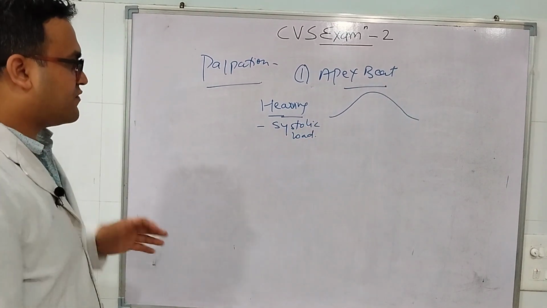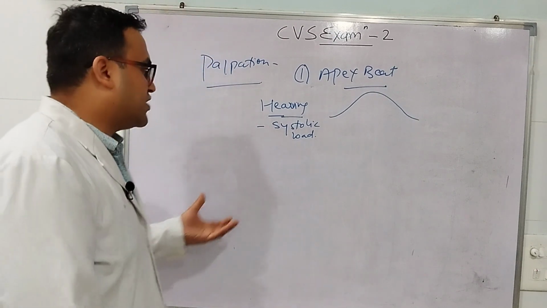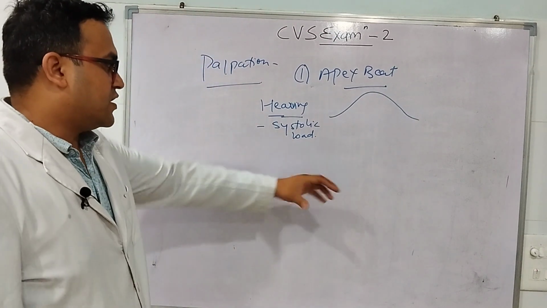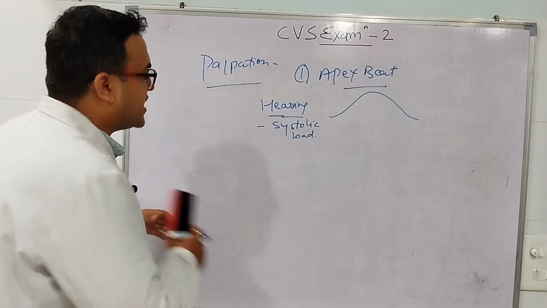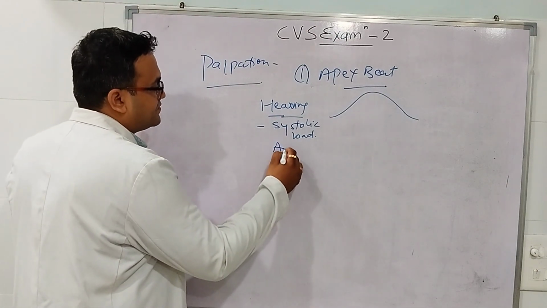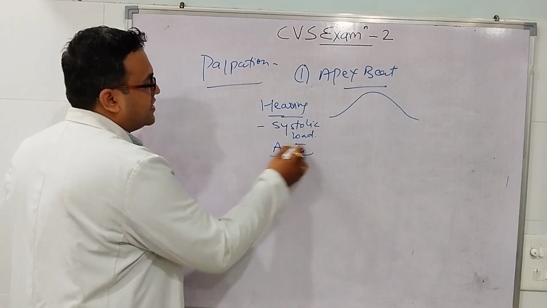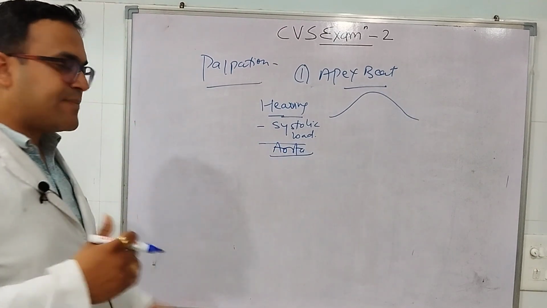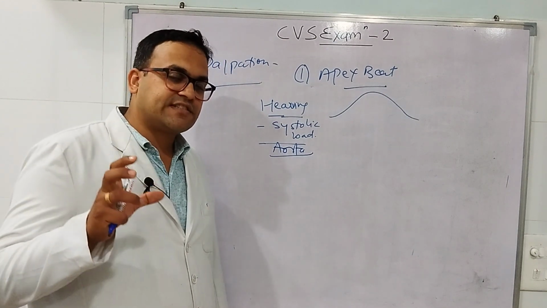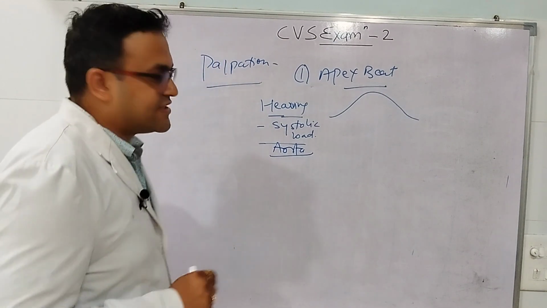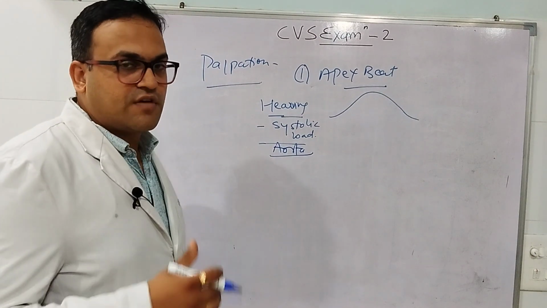Systolic overload. So what is a systolic load? Systolic load is the load or pressure against which the heart has to contract. So that is the pressure in the aorta. If there is high pressure in the aorta, then the heart has to contract against an increased pressure, increased resistance, and the heart has to work more.